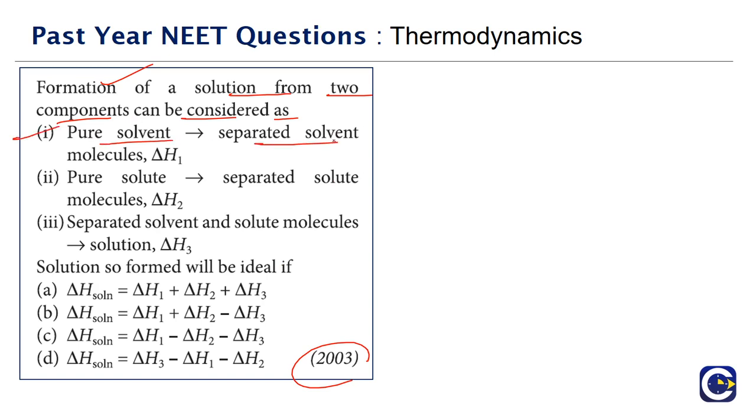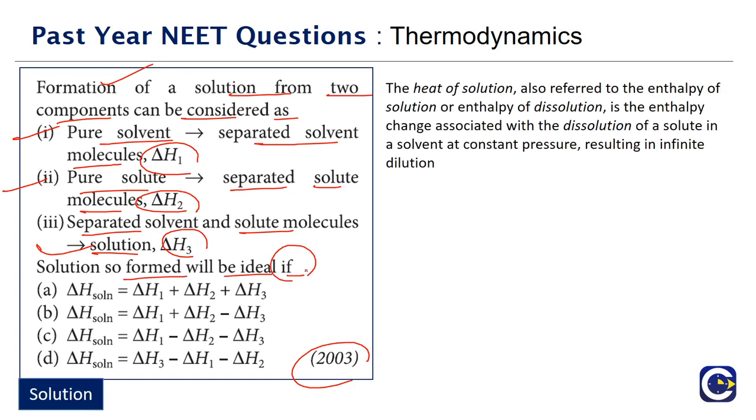Pure solvent giving rise to separated solvent molecules, enthalpy change delta H1. Second step is pure solute, separated solute molecules, enthalpy change delta H2. Separated solvent and separated solute molecules, they will aggregate to form the solution, that is delta H3. Solution so formed will be ideal if. So we are looking at a condition where the solution has to be ideal.